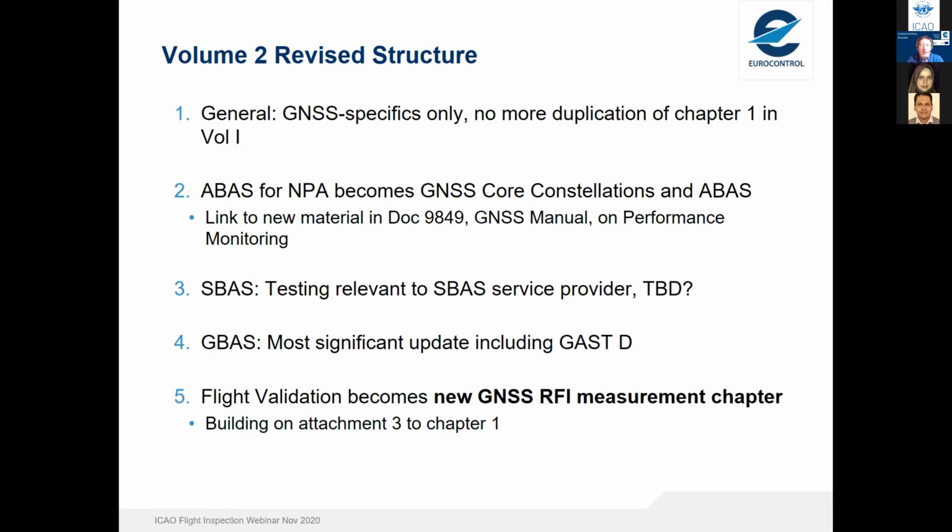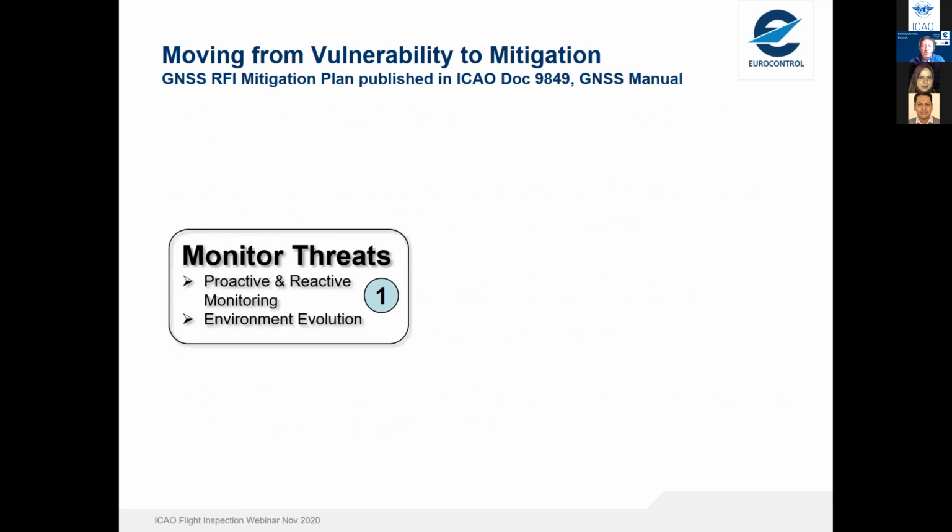GBAS will be the most important in terms of volume, but then there's a new chapter where the flight validation, chapter 5, gets deleted, but that becomes the new GNSS RFI measurement chapter. It builds on attachment 3, chapter 1, which used to be where all this material was located, but because GNSS interference really is the most significant operational issue, we decided that that deserves an expansion, and I'll go through and explain to you a bit why.